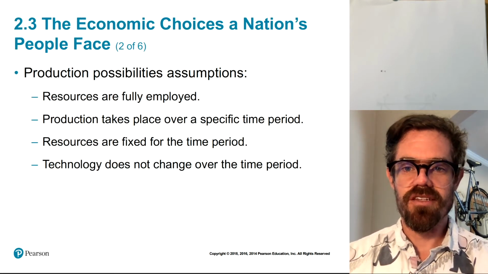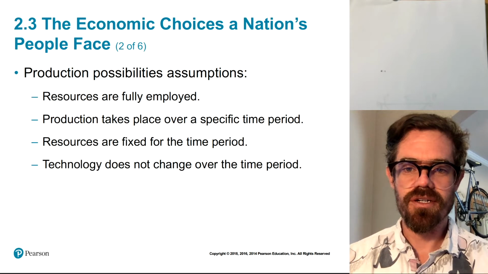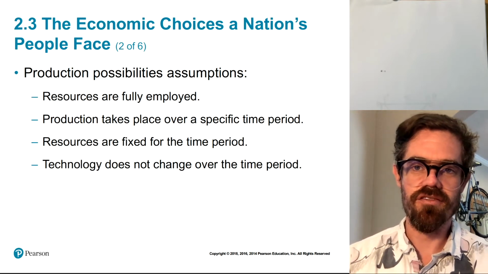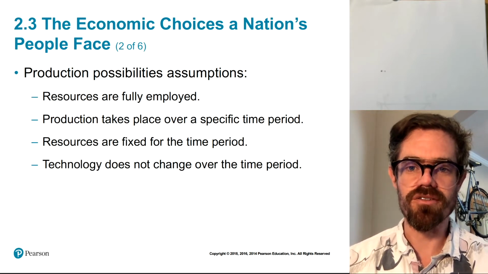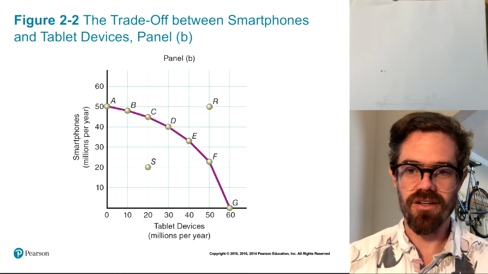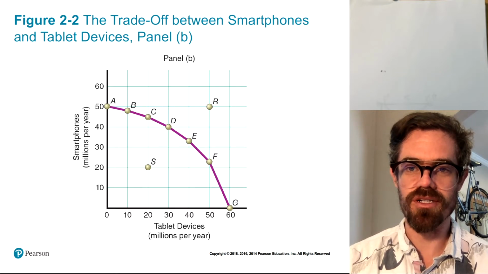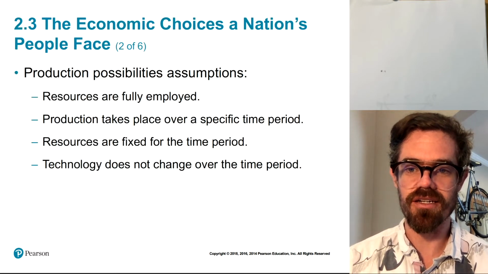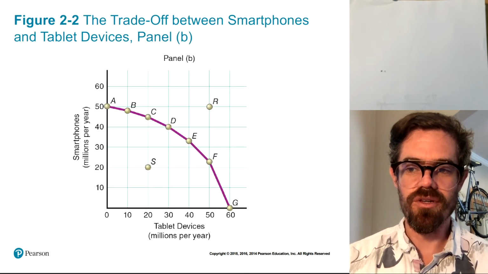So let's talk about some of the assumptions in our model. Let's make sure we understand the assumptions. Like I mentioned in a video from chapter 1, all models involve some set of assumptions. And the set of assumptions here is that resources are fully employed. Now that's along the curve, right? Point S is a point where resources are not fully utilized. They are not fully employed at point S here. Only along the curve are resources fully utilized.